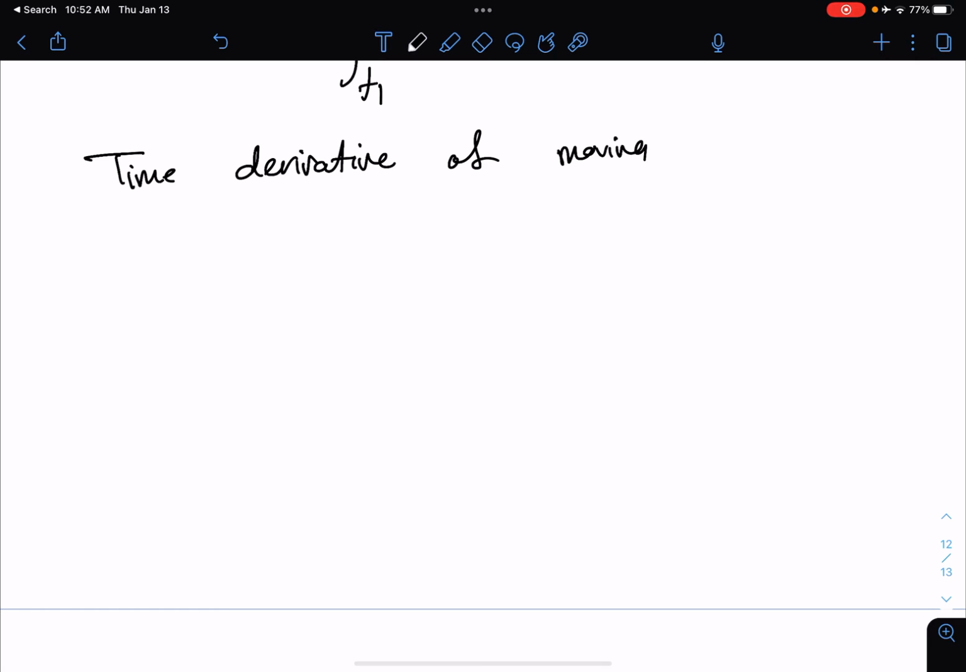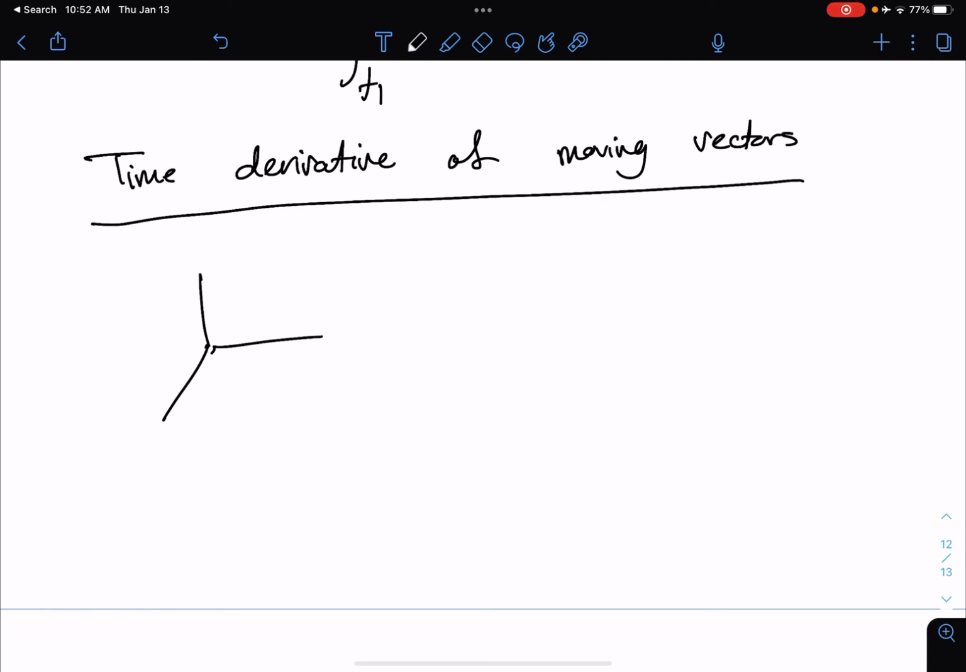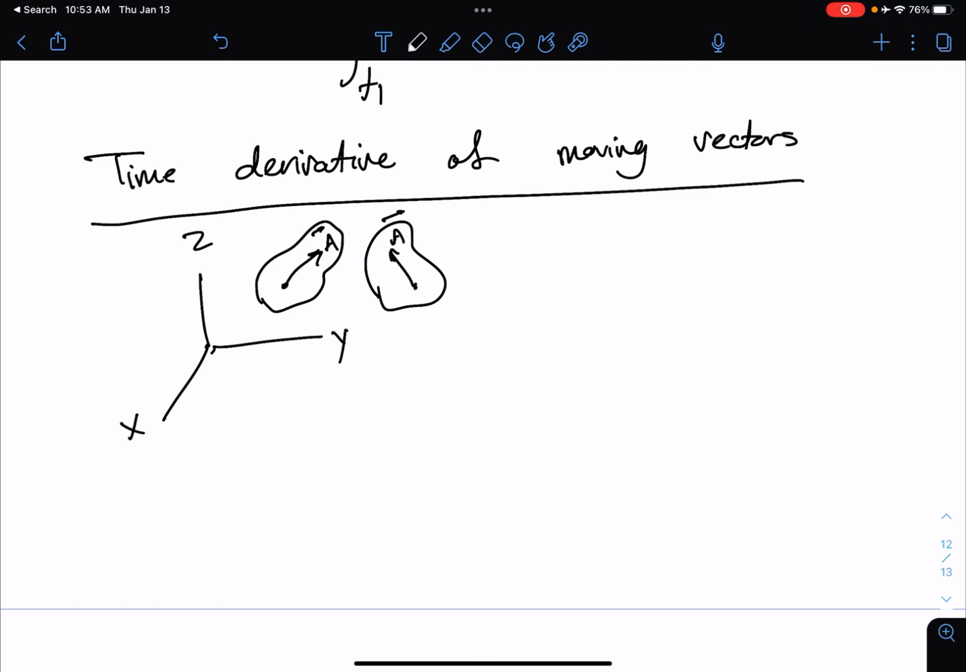of moving vectors. So let's say we have this x, y, z coordinate system, and we have a rigid body that is rotating and moving. It's the same rigid body. Let's assume it is exactly the same. We have this vector A inside this body that is moving and rotating. At time t, we have time t plus dt. Its magnitude doesn't change. Its direction is the only thing that is changing. And we want to find the derivative of A with respect to time.